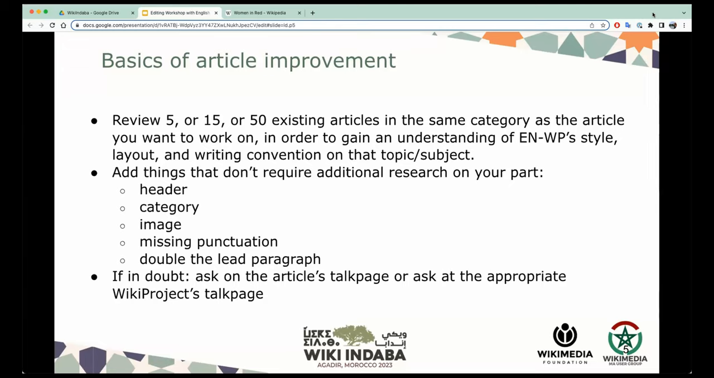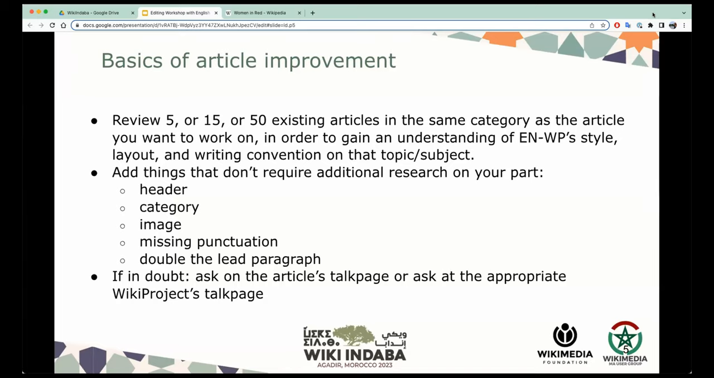Do they have an image? And you can find an image on Wikimedia Commons, add the image. They have two images, all of them have three images. Can you find three images for your article? Look for missing punctuation. I won't belabor the point about commas, but double the lead, I will comment on.